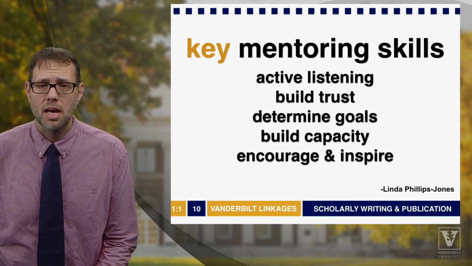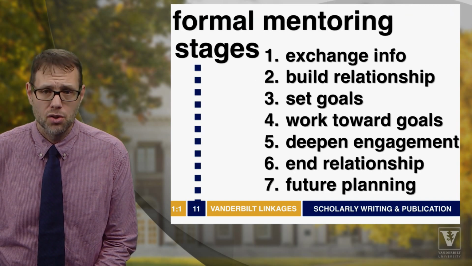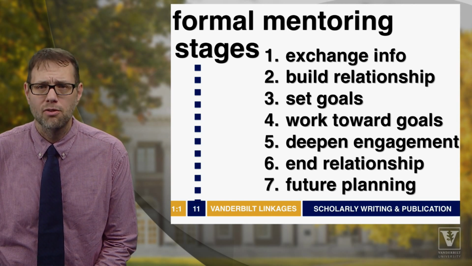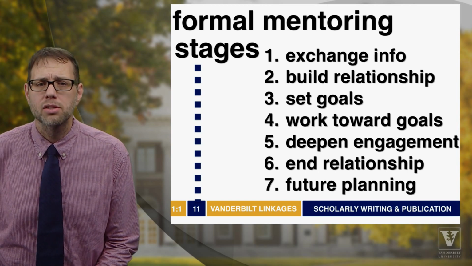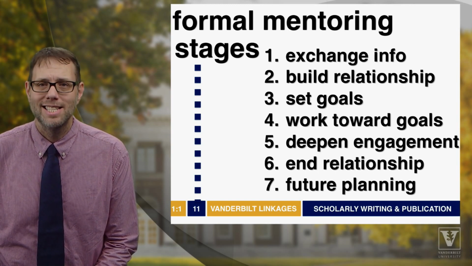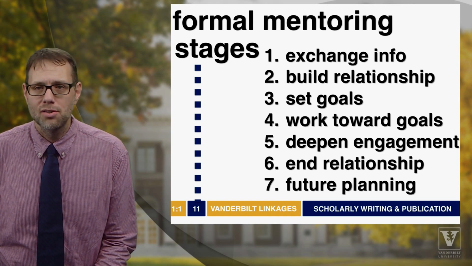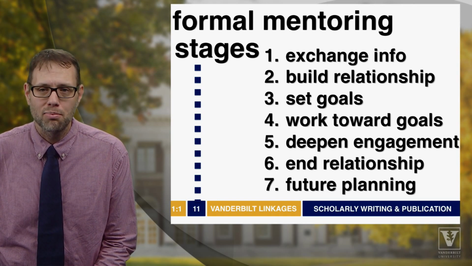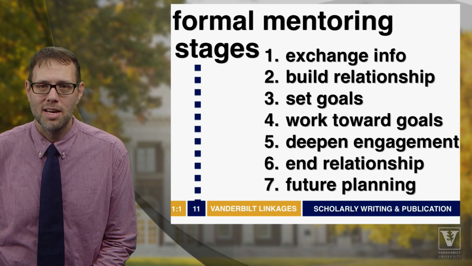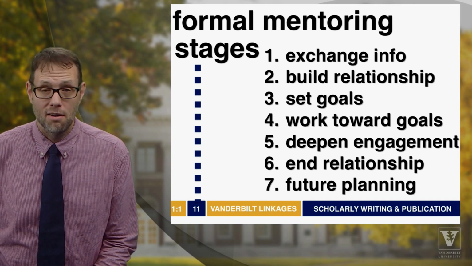Next, let's look at the formal mentoring relationship. So these are 7 steps. And as I mentioned before, a lot of times a mentor is just going to be with you for a season or for a task or for a project. So when we're talking about scholarly writing and publication, there are formal mentoring stages. These are not the lifelong brotherhood or sisterhood or family of academia that you might think of. These are here for a reason, right?